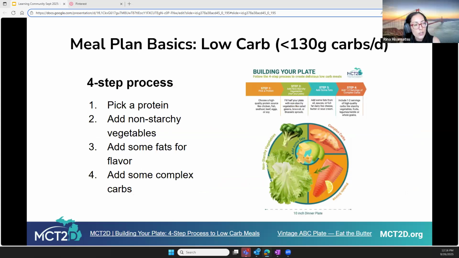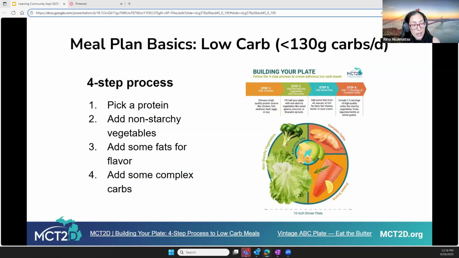All right. The next two parts, I'm going to be talking a little bit more in detail about meal planning around low carb, and then we'll go into very low carb meal planning as well. So when it comes to the meal planning basics for low carb lifestyles, I generally like to share this as a first starting point to build a balanced low carb meal using the 4-step process. The 4-step process includes picking a protein, adding your non-starchy vegetables, using fats for flavor and satiety, and then adding in some complex carbs.